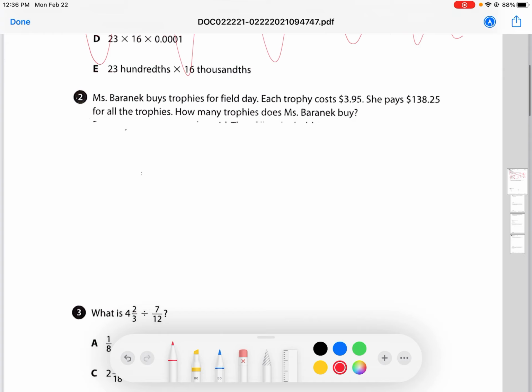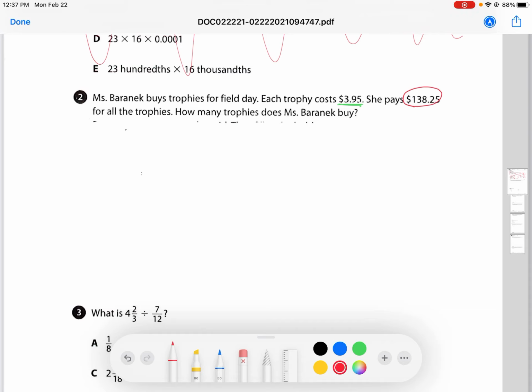Number 2 says, Miss Baranek buys trophies for field day. Each trophy costs $3.95. She pays $138.25 for all the trophies. How many trophies does Miss Baranek buy? So we know the total amount that she spent was $138.25, and that each trophy costs $3.95.